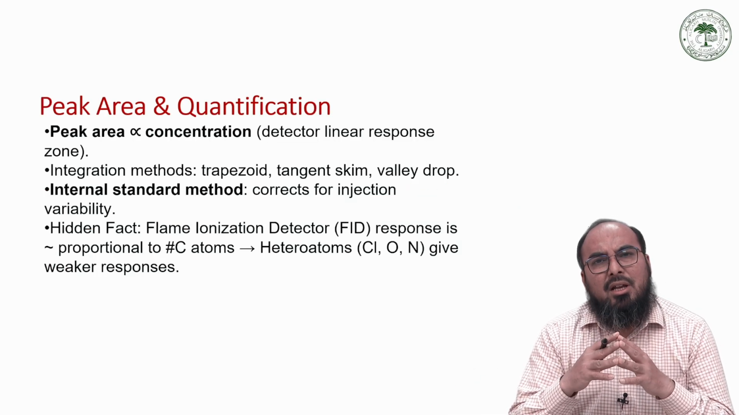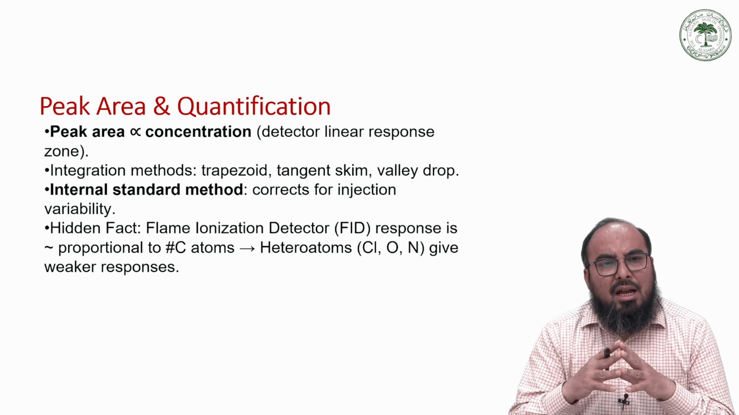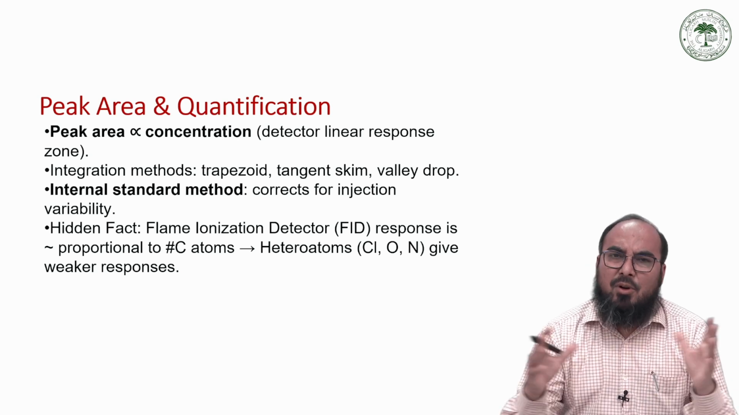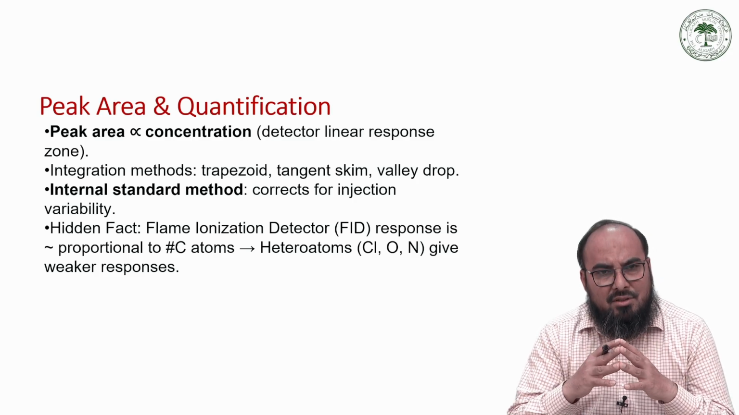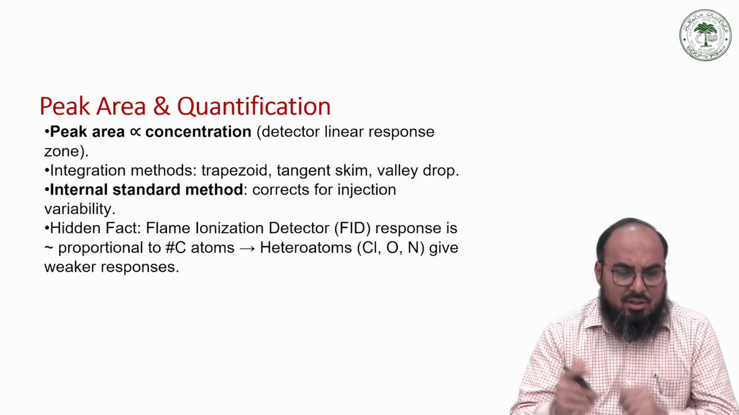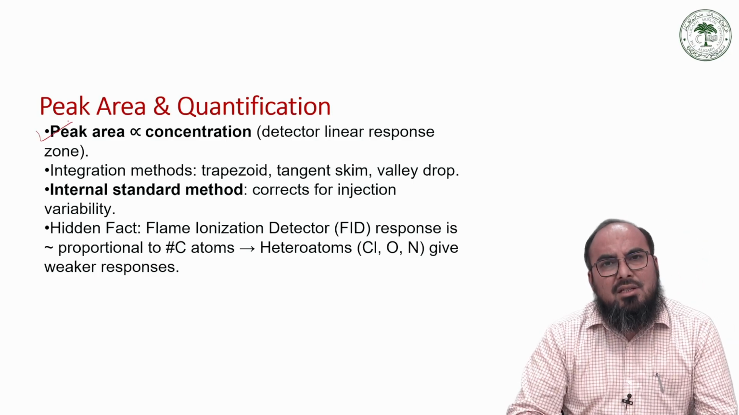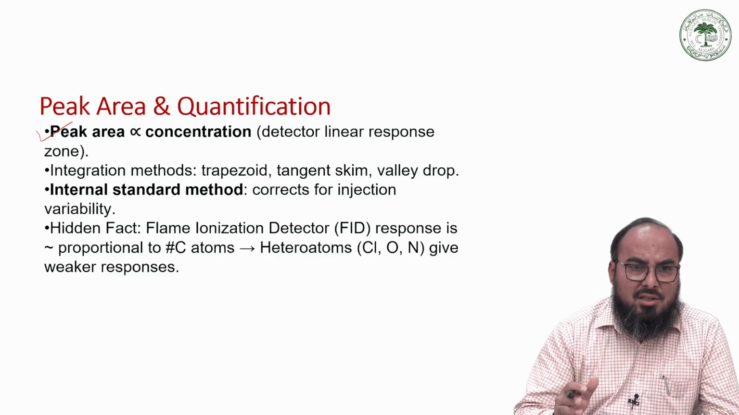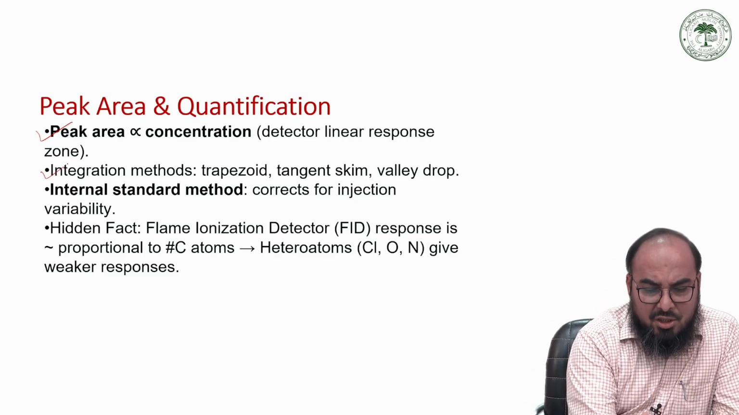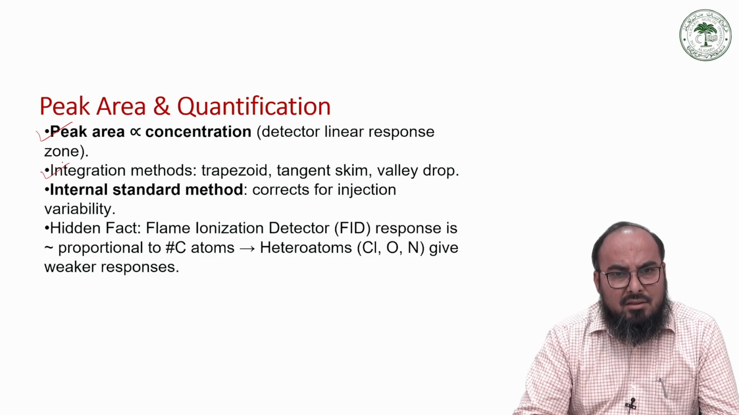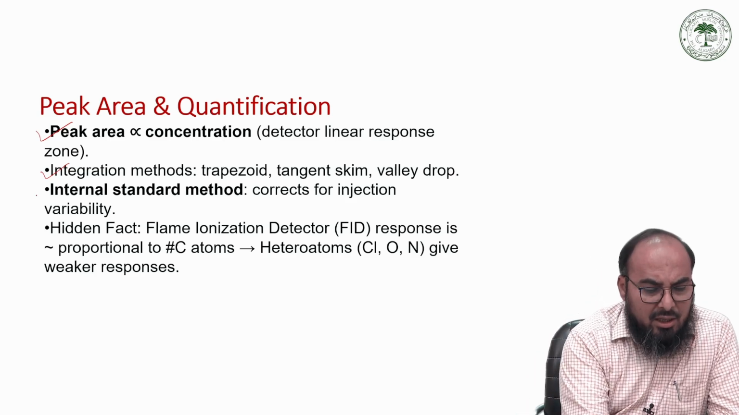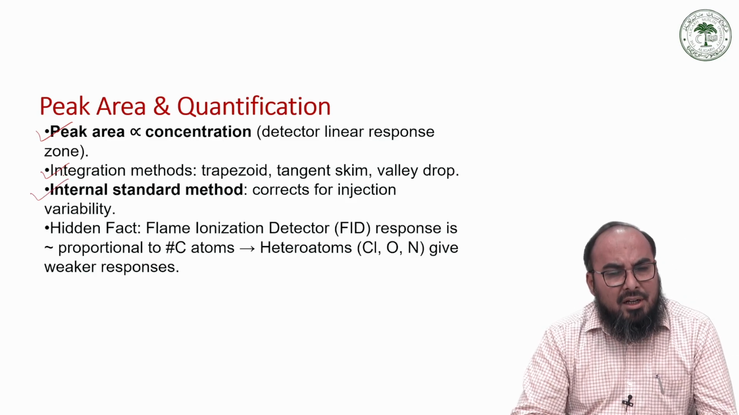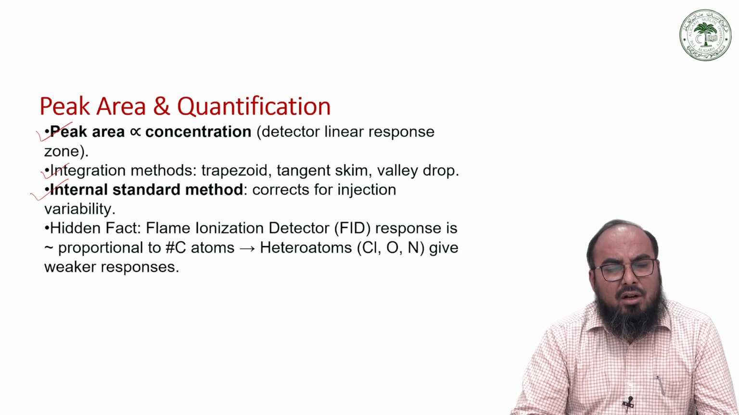The peak area is directly proportional to the concentration, and the detector must have a linear response. For example, we have seen that some detectors have a response up to 10 to the power 5 times. So the detector must have a good response, and the peak area is proportional to the concentration of the analyte. Similarly, for integration we can have a number of methods: the trapezoid method, the tangent skim method, and the valley drop method. Similarly, we have certain internal standard methods which correct for the injection variability.